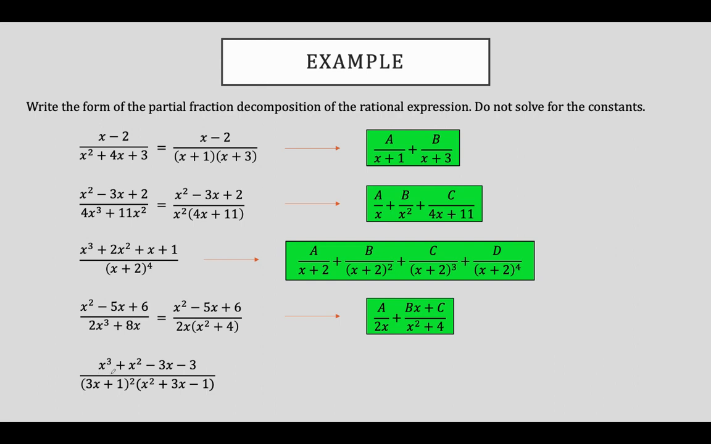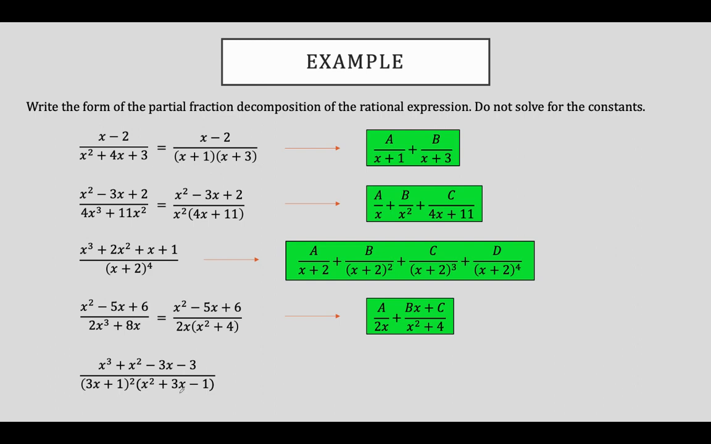And here I have x cubed plus x squared minus 3x minus 3 divided by 3x plus 1 squared times the quantity x squared plus 3x minus 1. Now in this denominator, 3x plus 1, that is a linear factor. It is repeated twice. And here, x squared plus 3x minus 1. Well, this is not factorable. So this factor here is actually a quadratic factor. So we have repeated linear and quadratic factors. Again, 3 factors in total, this one happening twice, this one happening once. It's going to break down into 3 different fractions.